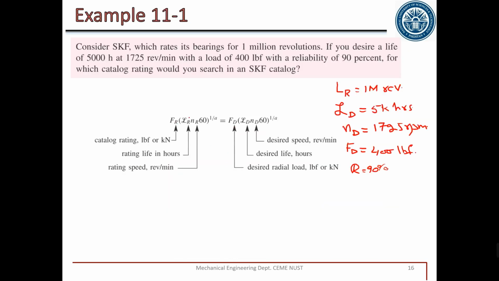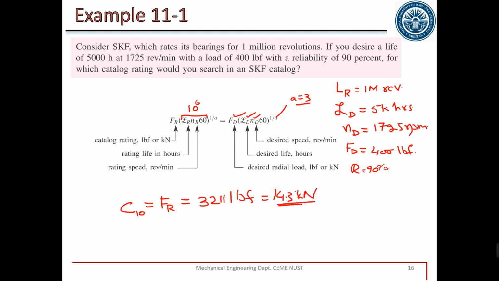Substituting all values in the equation, this whole term is equal to 1 million revolutions, 10 power 6. LD is given, ND is given, FD is given. Because it is a roller bearing, we'll consider A equal to 3. We have all the values, so substituting, we get the value of FR, which is also equal to C10 at 90% reliability. After calculating, this value is equal to 3211 lbf, or 14.3 kilonewton.